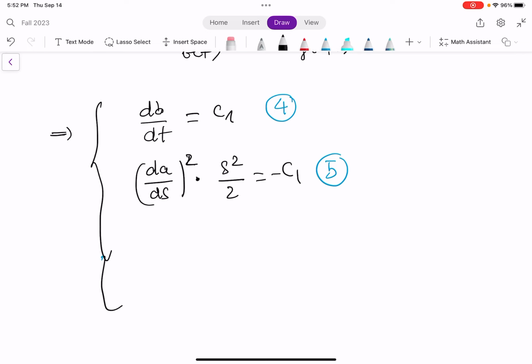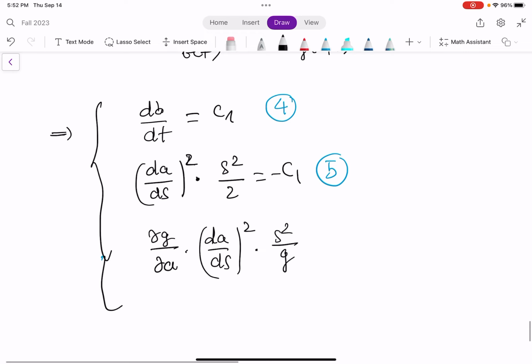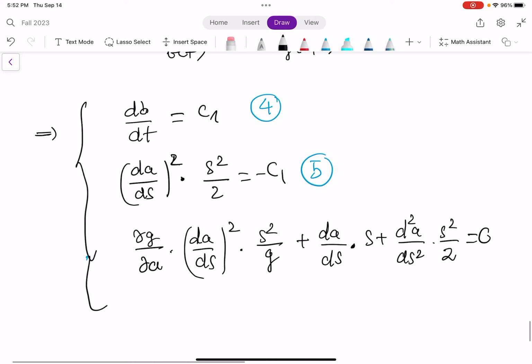Next one you're gonna have, because this is the coefficient of partial squared f with respect to a squared. Okay, the next equation you will have is partial g with respect to a times dA over ds squared plus s times s squared over g plus dA over ds times s plus d squared A over ds squared times s squared over 2 equals 0. I'll call this equation 6.